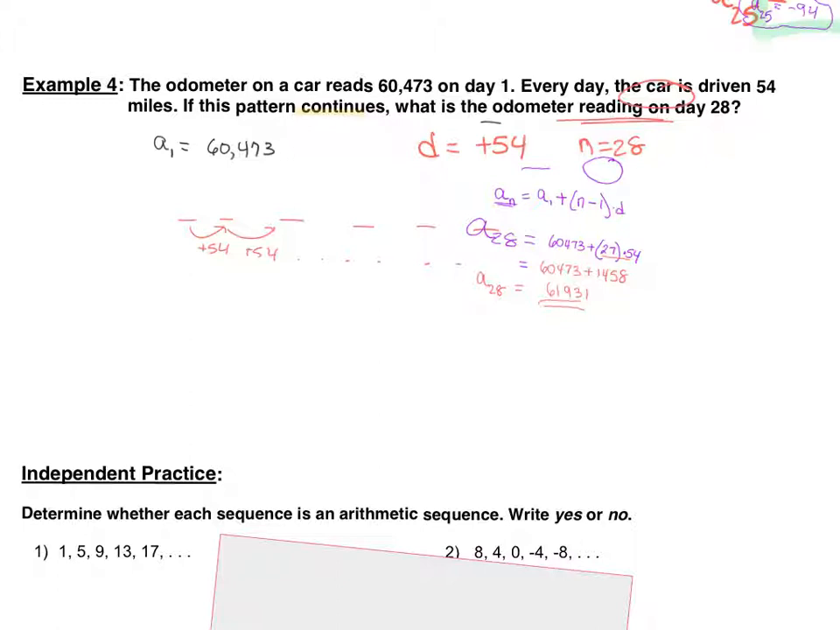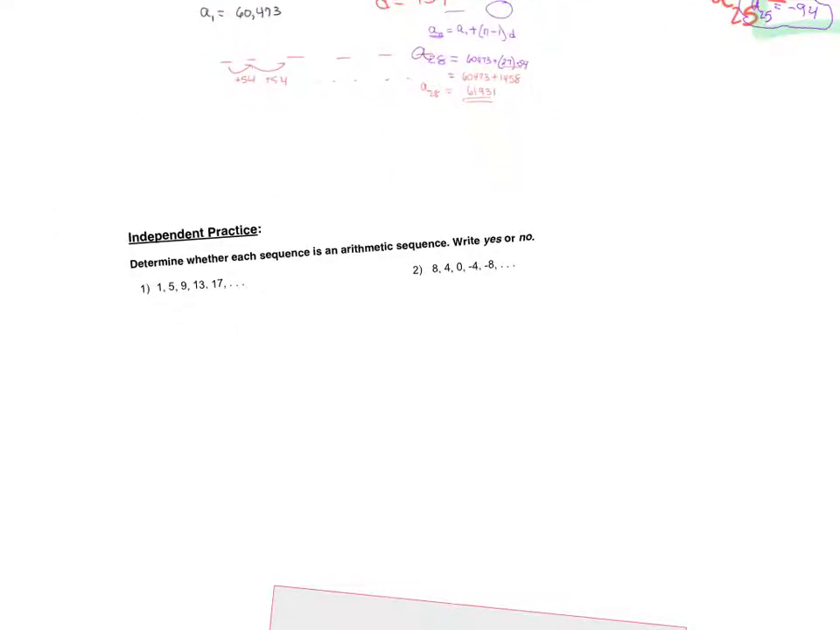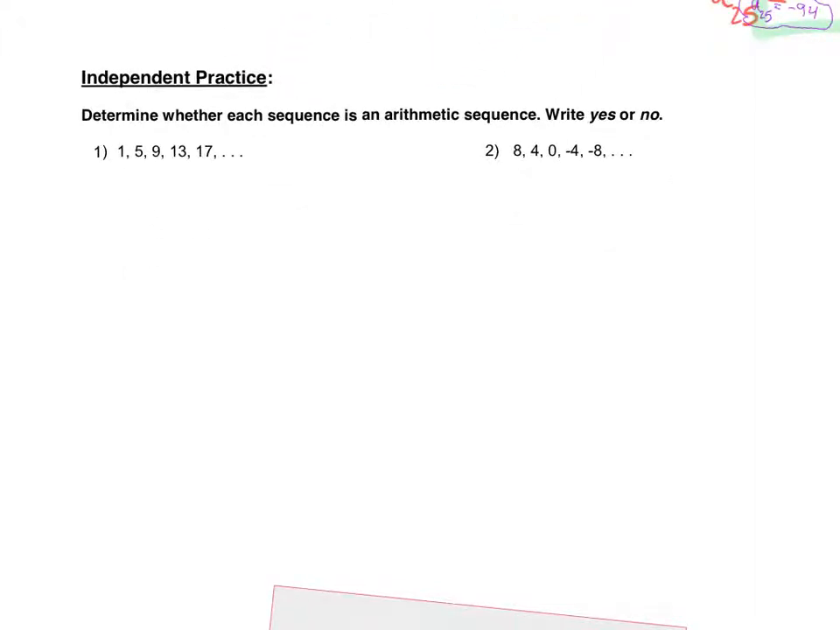All right, so for your assignment tonight you're going to complete the independent practice, which basically asks you if it is an arithmetic sequence, yes or no. Remember that in order to tell if it's an arithmetic sequence, it has to have a common difference. You have to be adding or subtracting something constant to the previous one. If you're multiplying or dividing, that's not an arithmetic sequence. That's what you will learn in geometry is a geometric sequence.